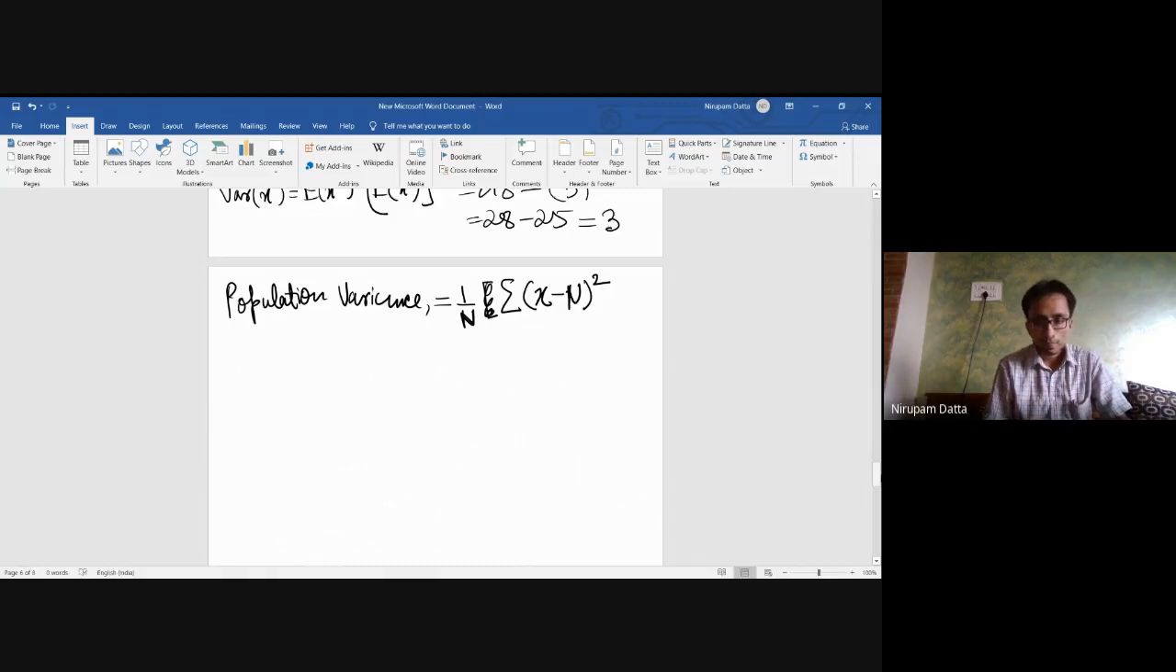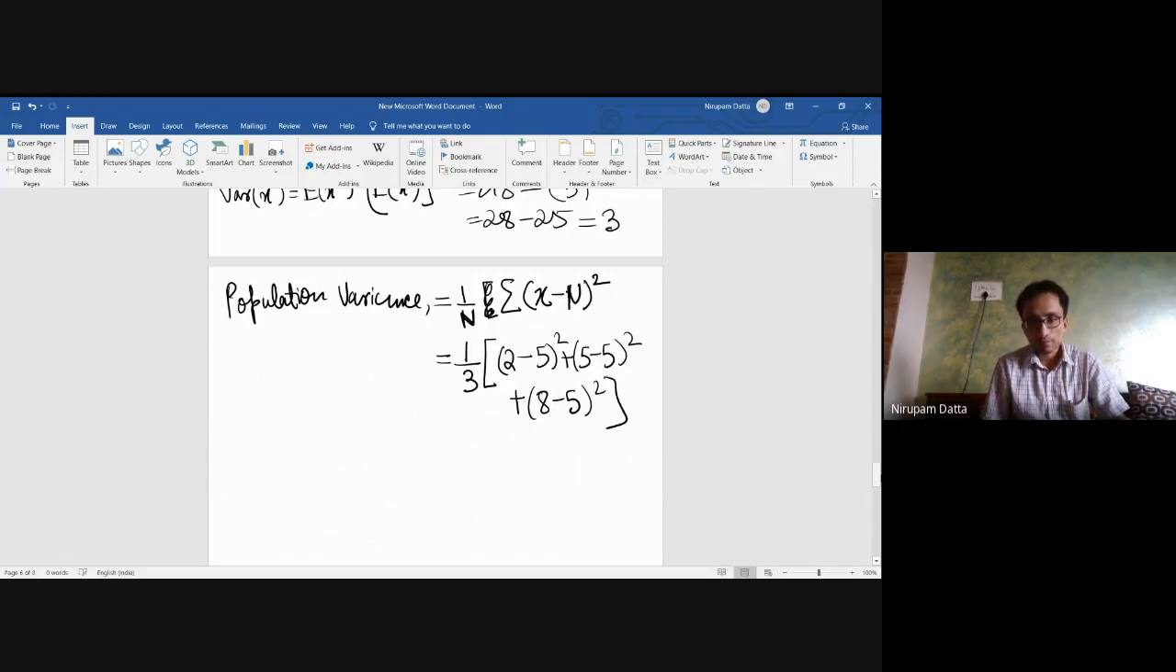Now, what is the population size? 3. So we have the numbers 2, 5, 8, and the population mean is 5. So 1 by 3 into 2 minus 5 whole square plus 5 minus 5 whole square plus 8 minus 5 whole square. 2 minus 5 is minus 3, square is 9. 0 square is 0. 8 minus 5 is 3, square is 9. So we get 18 by 3 equal to 6.